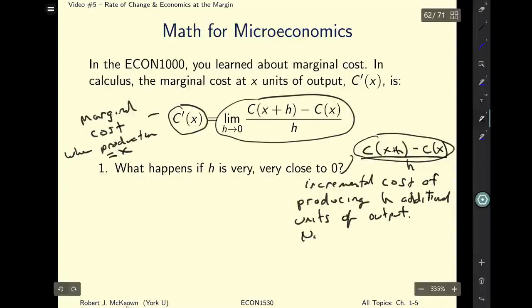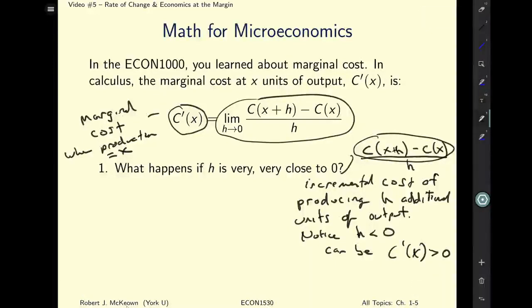Now notice that h can be less than 0. Well, can be. It doesn't have to be. But h can be less than 0. So if we reduce output, we can think of cost savings, right? If we don't try to make as much stuff, we can save some money. Of course, it still has to be the case that the overall marginal cost is greater than 0. We can't start having negative costs here.